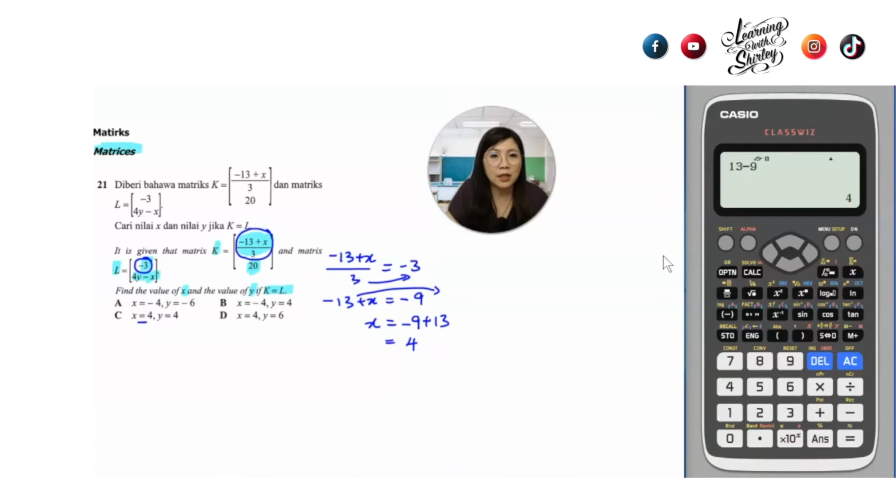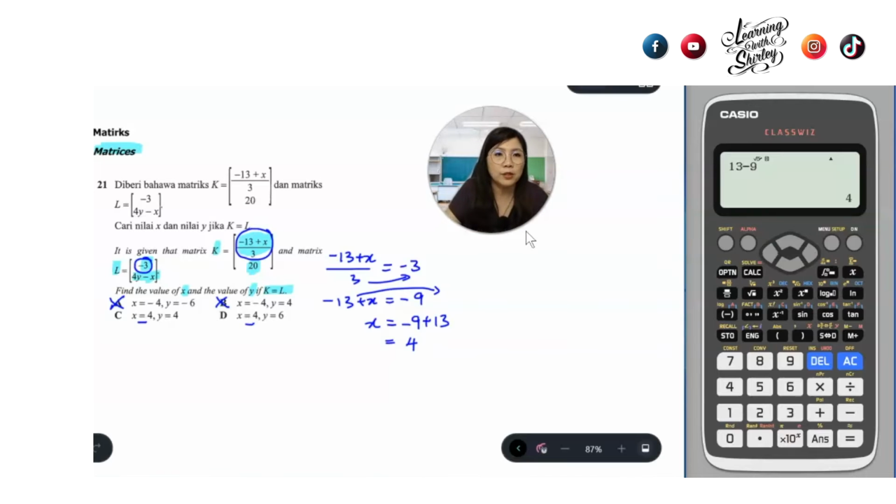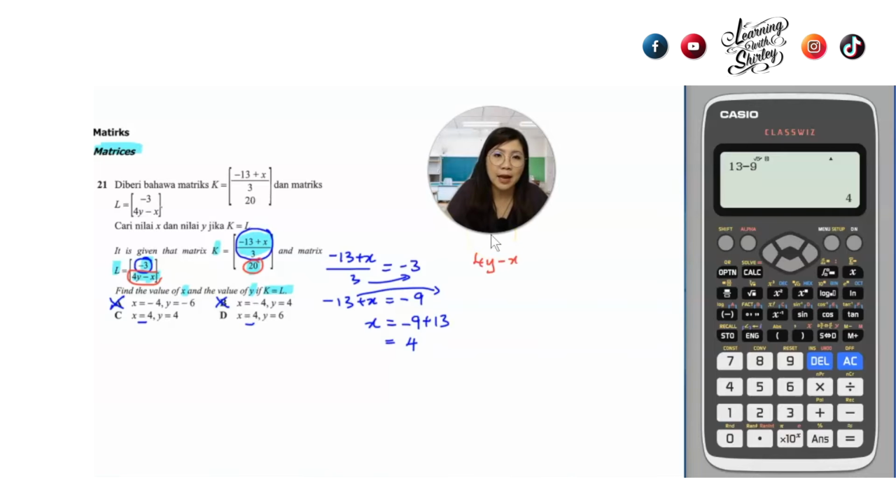Okay, let's look at the options A, B, C, D. So C and D, which means that A, B incorrect. So at least we narrow down the answer. So it's either C or D will be the final answer. Now we have to find the value of y. So I'm going to use the second element here, make it equals to 20. So 4y minus x equals to 20.